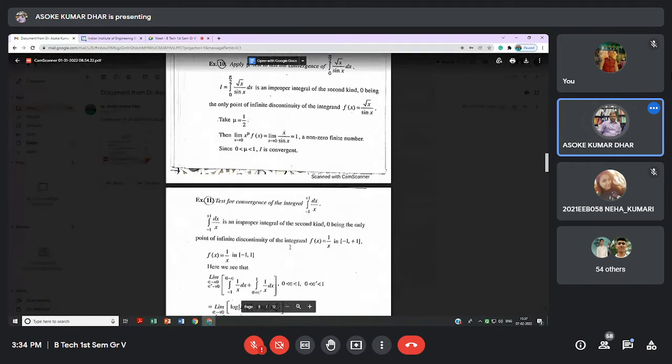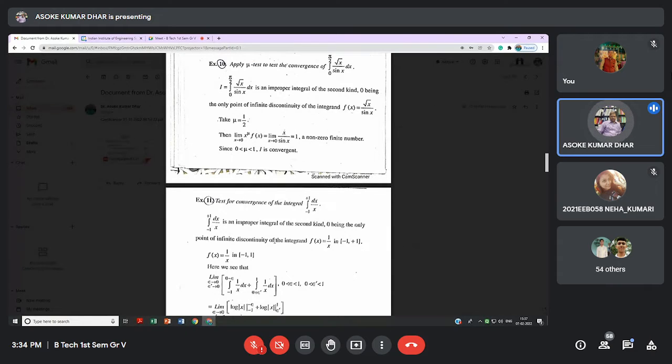Similarly, this function. The important problem is this. And I hope you have already tried another problem: minus 1 to 1 dx by x cube, or x to the 5.